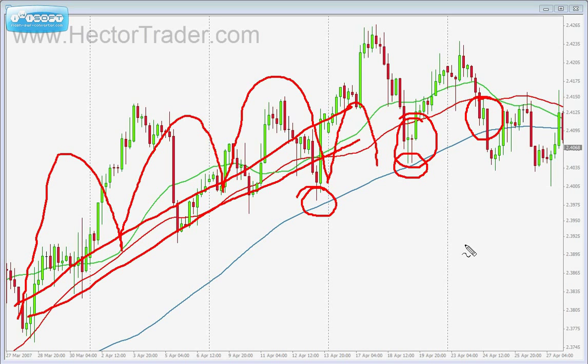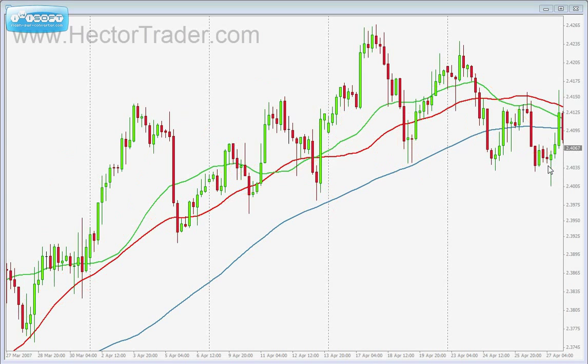Okay, guys, keep an eye on that. It's important. It might save you from entering trades. You might think that this is still an uptrend, and in fact, it was the end of the uptrend. Okay, guys, that's all. Keep an eye on the 50% and the 50 simple moving average. It will keep you away from many losing trades.